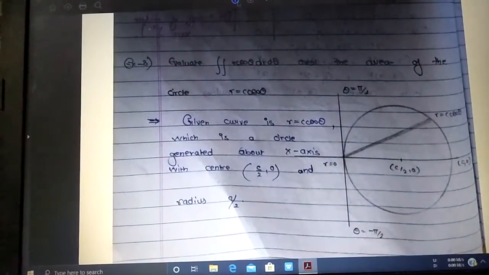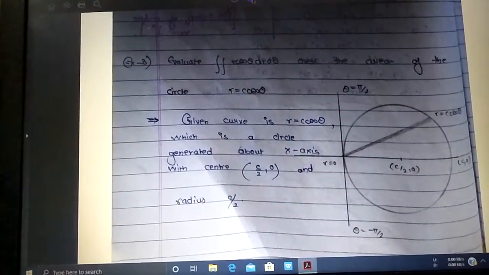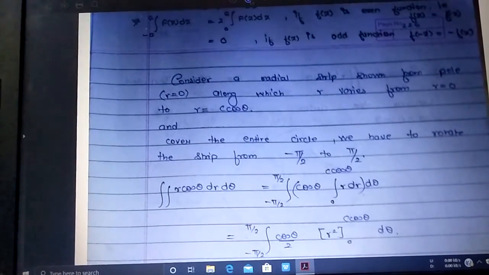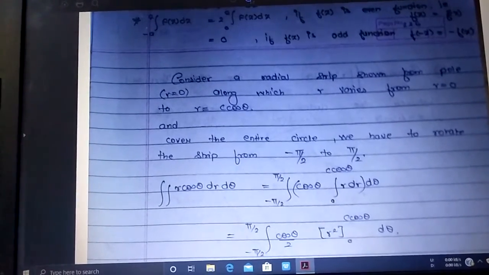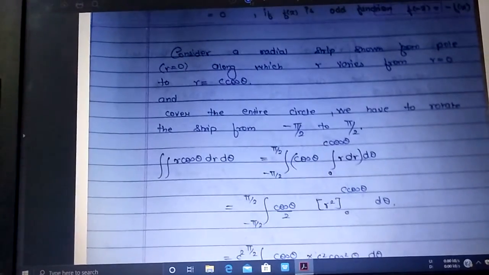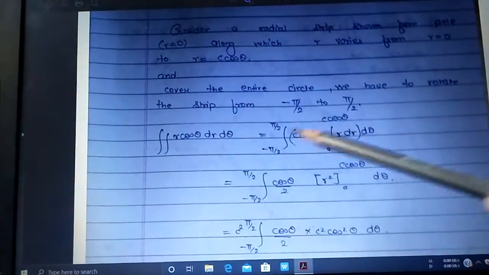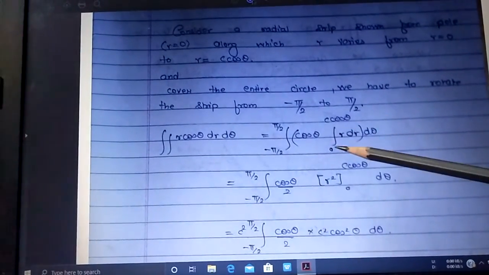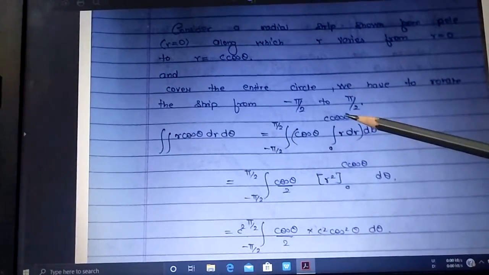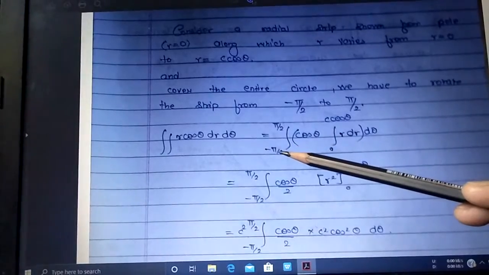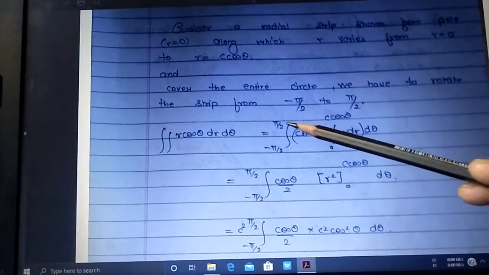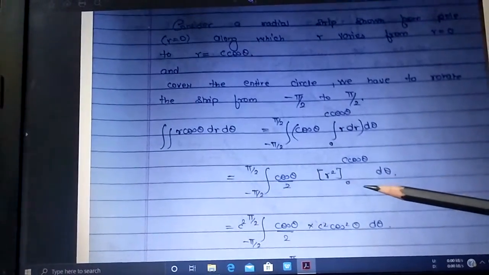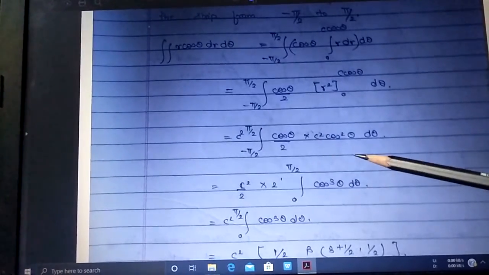Always remember, while evaluating integration in polar form, first we have to integrate with respect to r and then with respect to theta. So here I am substituting the values. The limits of r are 0 to c cos theta, and theta limits are minus pi by 2 to pi by 2. The integration of r will be r square by 2, putting upper limit minus lower limit.